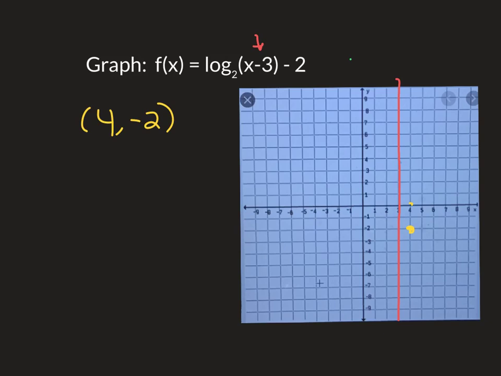I like it. And now I need my parentheses to be 2 because that's what the base is, which means my x is going to be 5. So I'm going to plug in 5 for the x. And if I do that, I get log 2, which is 1, minus 2, which is negative 1. So I'm going to go 5, negative 1 right here. And I'm going to connect those. Just like that.